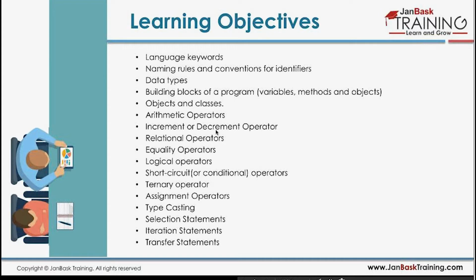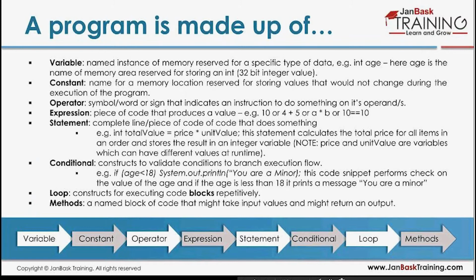operators, short circuit operators. So basically, some of these are done, some of these are to be done in the class today: the ternary operator, the assignment operator, typecasting, selection statements, iteration statements, and transfer statements. We saw an example of the variables, the constants, the operators, and we discussed what an expression is, the difference between an expression and a statement, and what conditionals are. We briefly discussed the overview of a loop, what a loop is, and what methods are.